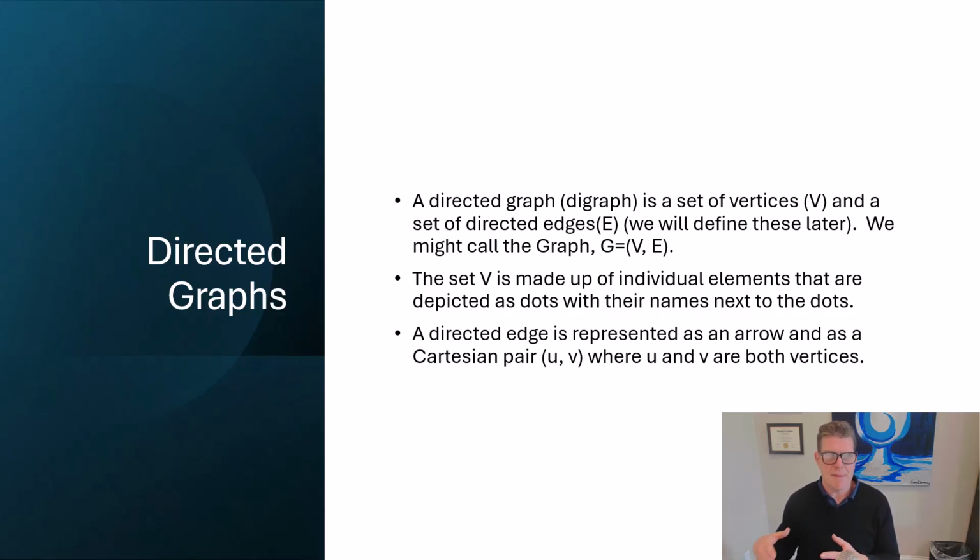The set V is made up of individual elements that are depicted as dots with their names next to the dots. A directed edge is represented as an arrow and as a Cartesian pair (U, V), where U and V are both vertices. In this case, U we call its tail, and V we call its head. We'll take a look at that in just a moment. U will be where the edge originates, and V is where it ends.